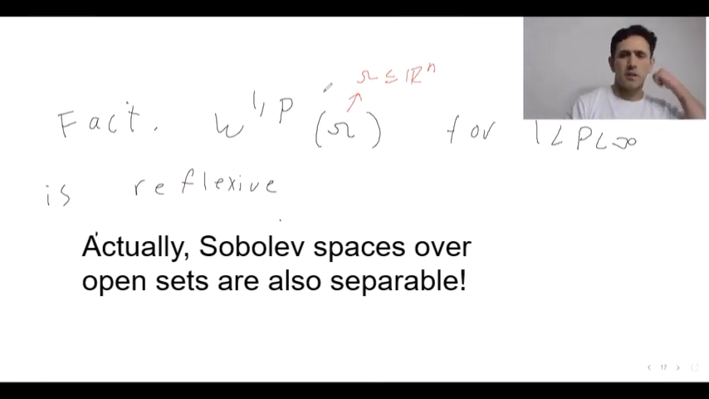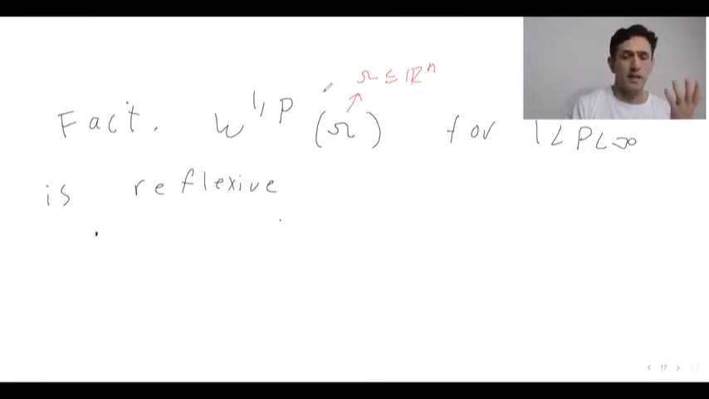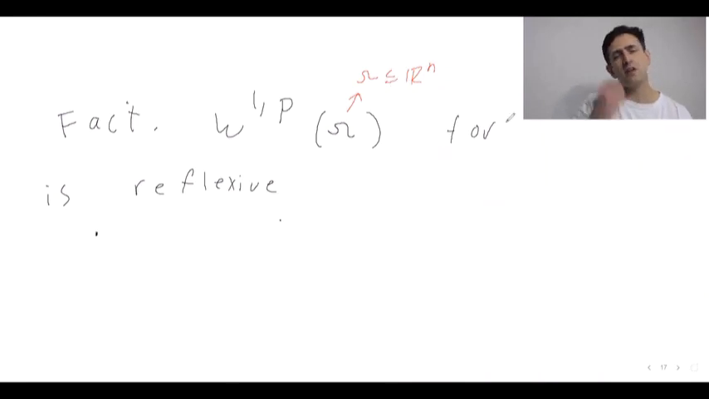If you define the Sobolev space in really the same way I did, as a completion, then this is going to be reflexive. It's kind of like a closed subset of L^p. Not quite, it's more like a closed subset of a direct sum of L^p, the same kind of direct sum we talked about in the homework. But that's why it's reflexive.